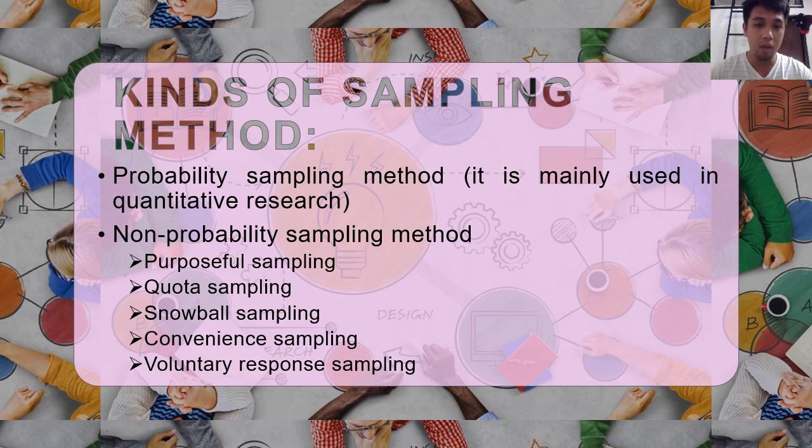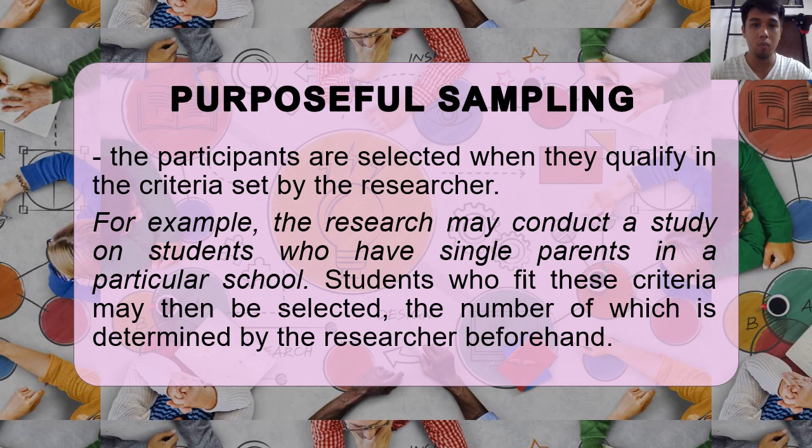So we have here the five different types of sampling for the non-probability sampling method. First, we have the purposeful sampling. Next is the quota sampling, snowball sampling, convenience sampling, and the voluntary response sampling. Now let us begin with purposeful sampling in the non-probability sampling method.